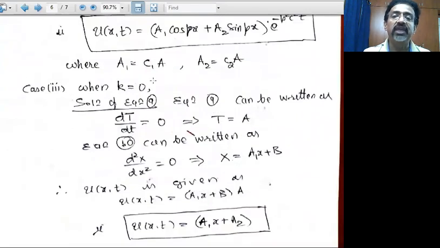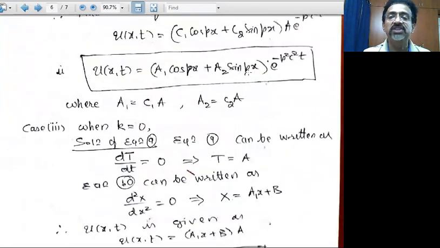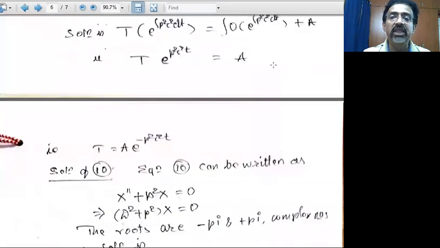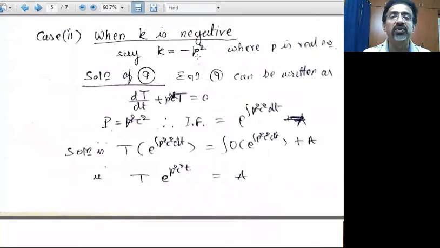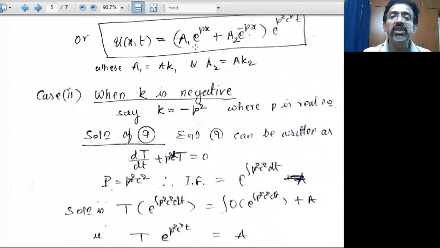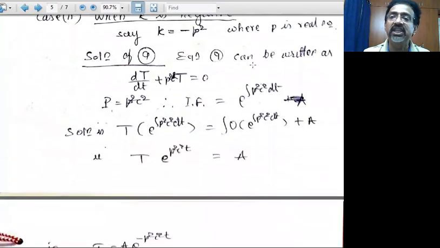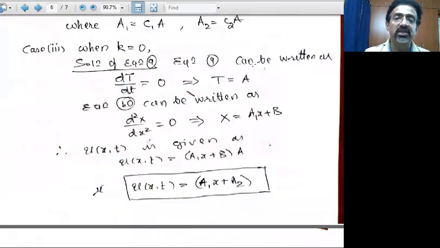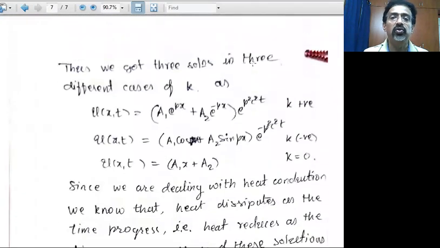When k is negative, it is (A1 cos px plus A2 sin px) times e raised to minus p squared t. Then when k is positive, the solution is what? (A1 e raised to px plus A2 e raised to minus px) times e raised to p squared c squared t. So these are the three solutions depending on k.